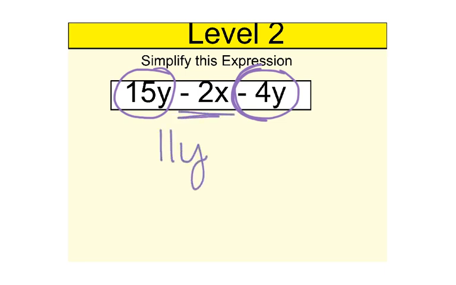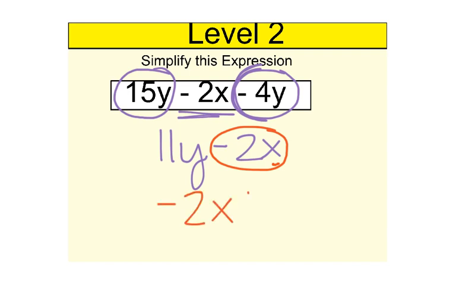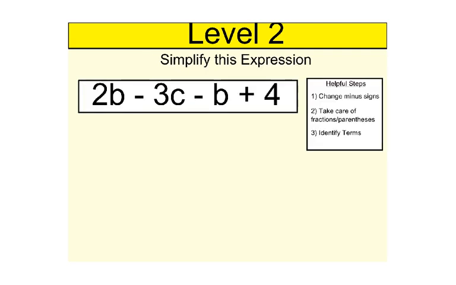Then I have this negative 2x. It's all by itself, so I just write minus 2x. Now I still have to do the best answer. My best answer always is in alphabetical order, so I'm going to put this x in front. If I do that, the negative comes with it. Negative 2x plus 11y, because that is a positive 11y.